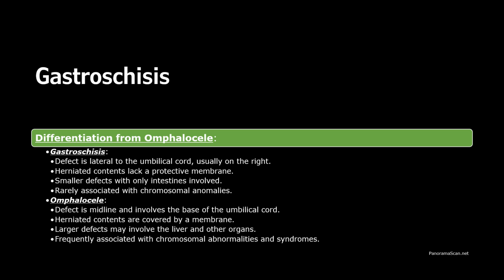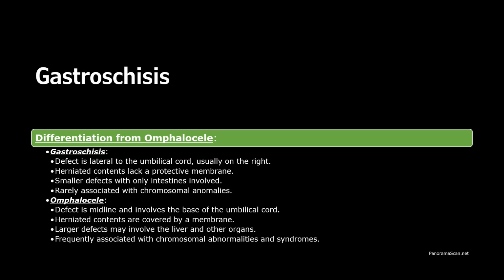Gastroschisis is rarely associated with chromosomal anomalies, while omphalocele defect is in the midline and located at the base of the umbilical cord. The herniated contents are covered by a membrane, differentiating it from gastroschisis.